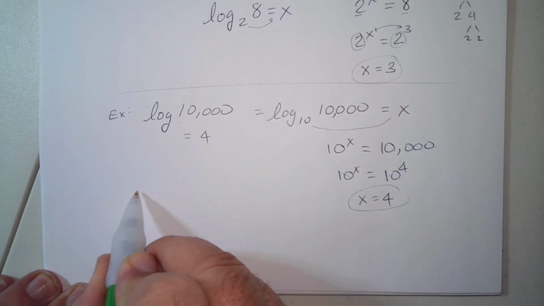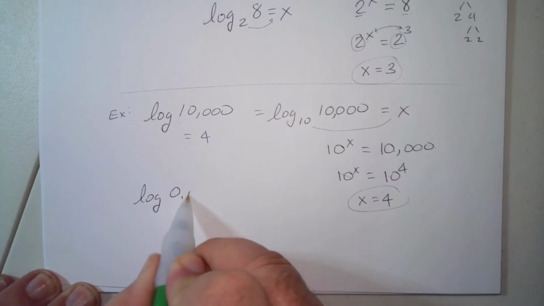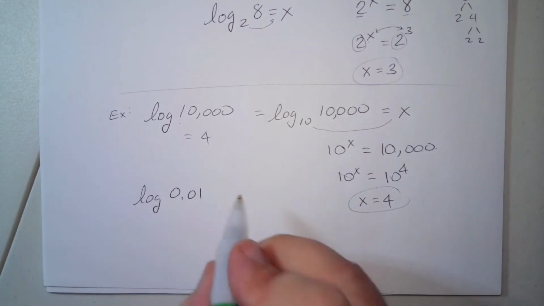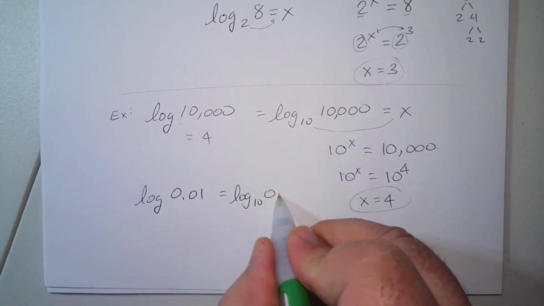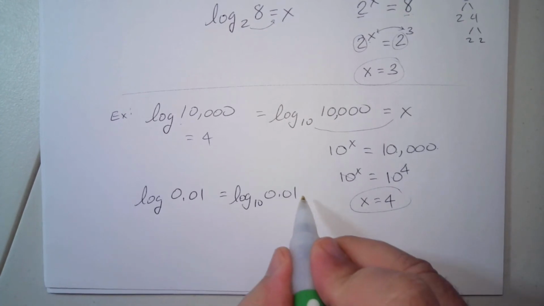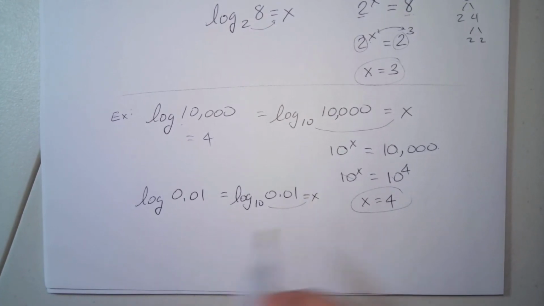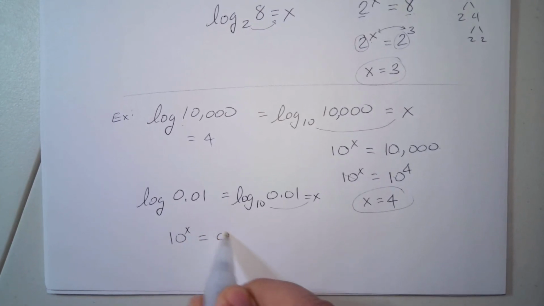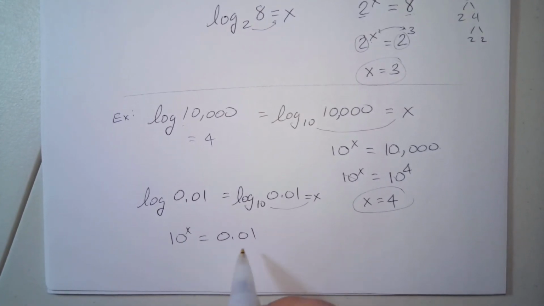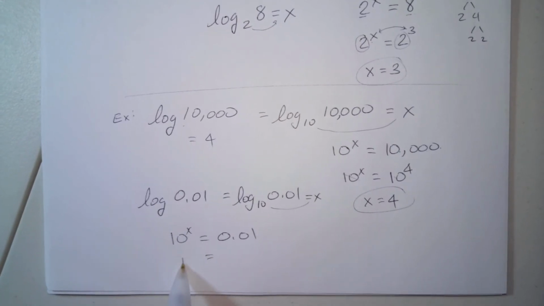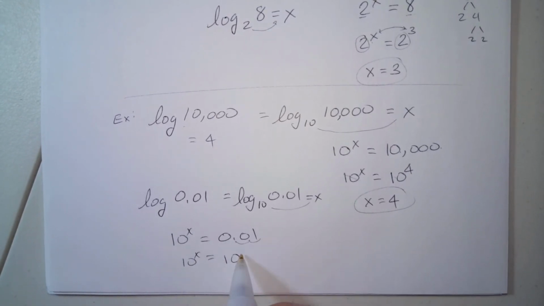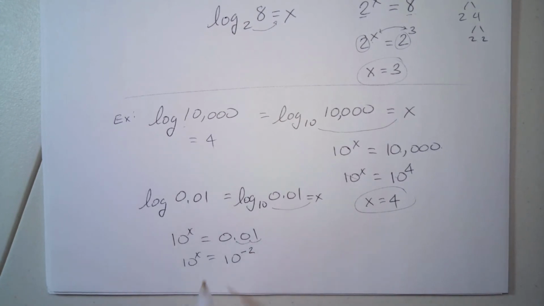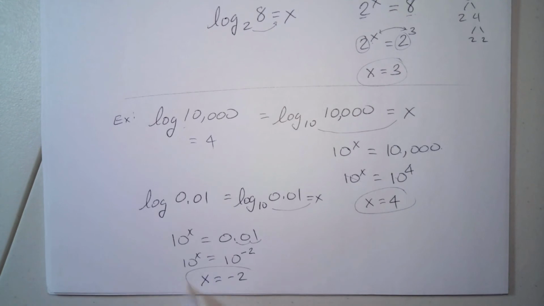How about another one? Log of 0.01. No base, so it's log base 10. That equals some number x. 10 to the power x equals 0.01. 0.01, since it's a decimal, that means it's a negative exponent. 1, 2. So here, x equals negative 2.